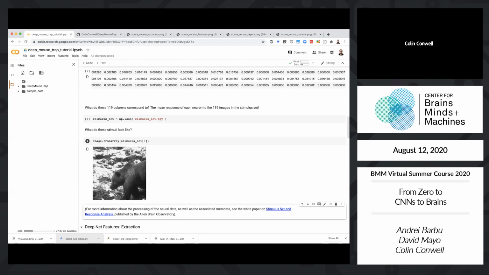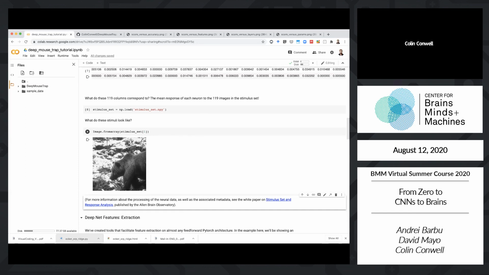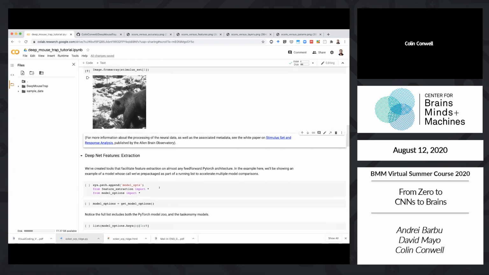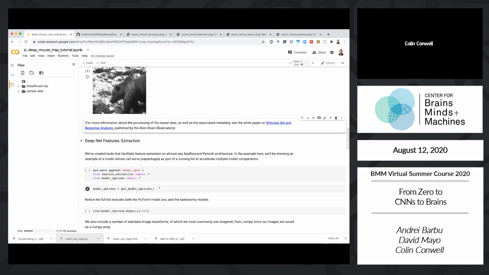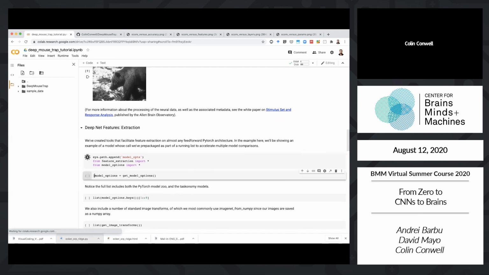So we've loaded our neurophysiological data, and now the question is, how can we try to use this data to predict the responses from the neurons in this data with deep neural networks? The first thing that we have to do in order to facilitate this process is to actually extract from the network the representations for these images in our stimulus set. So this is a process called deep feature extraction, or just feature extraction. And what we're going to do here is import some tools.